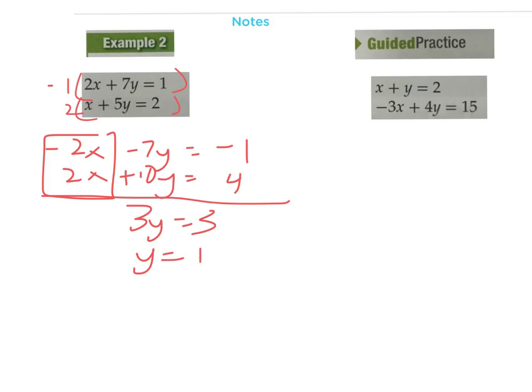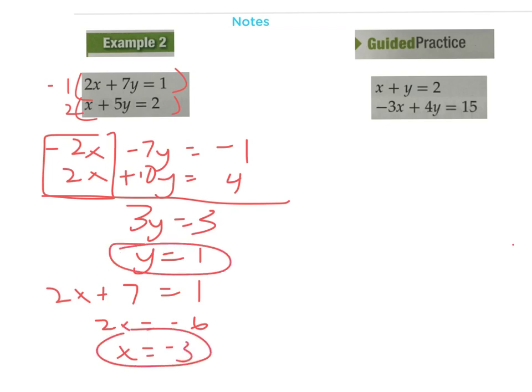Then I substitute back in. So I have my 2x plus 7 equals 1. And so 2x equals a negative 6, x equals negative 3. And so I have my two answers, just like every problem we've had.